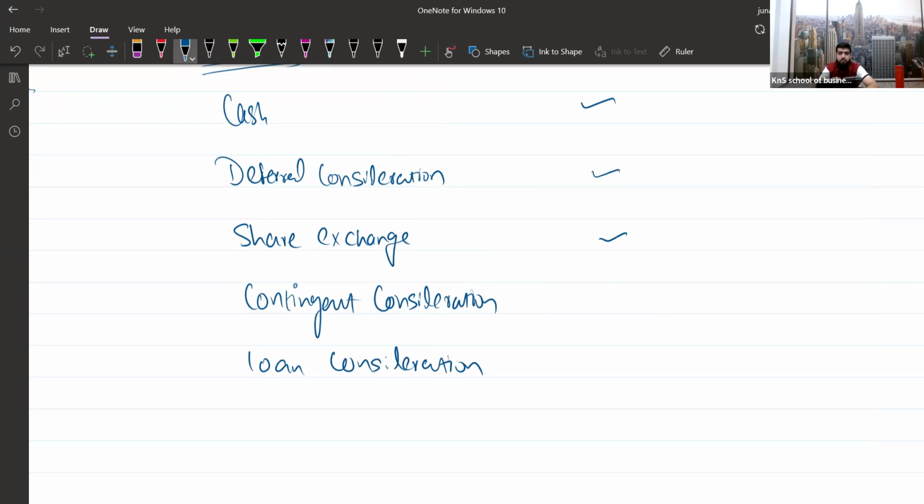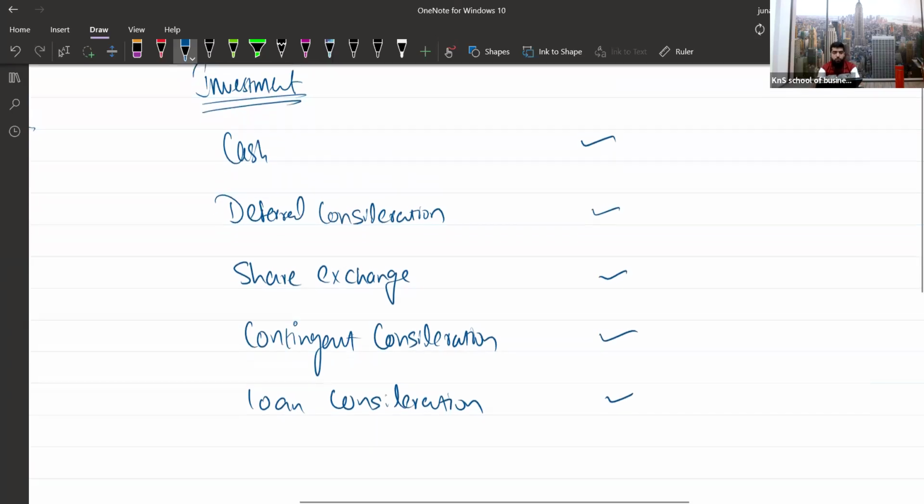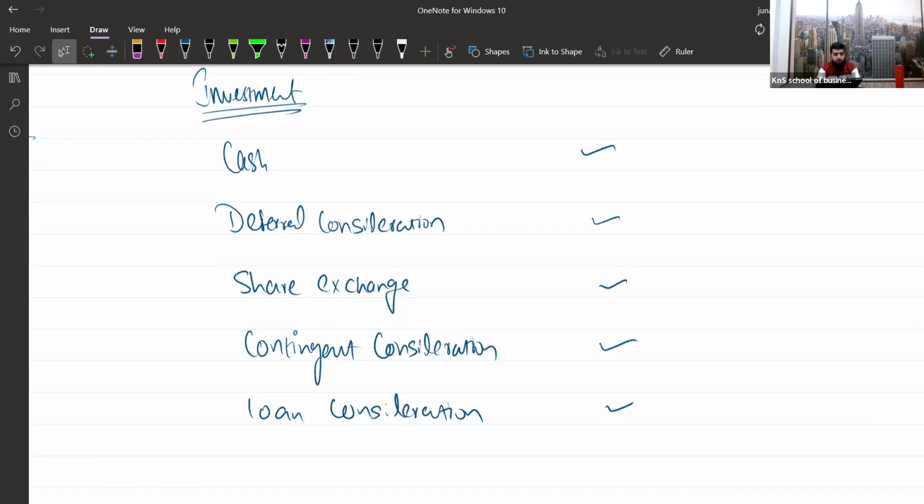At times, the parent company will issue a certain amount against some condition, that if the certain conditions are satisfied, this amount will be paid. If they are not satisfied, this amount will not be paid. So it is known as what, the contingent consideration. And at times the parent company issues loan certificates, that is the loan consideration. So these are the tools through which the investment amount can be calculated.